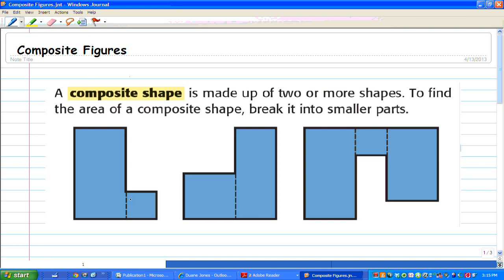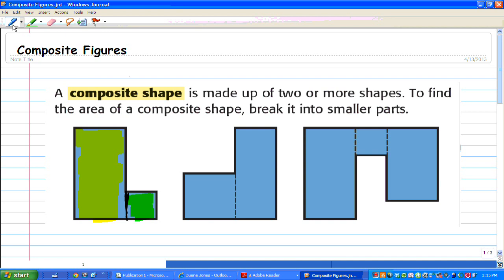So, for example, this dotted line right here separates the shape into two parts. We got a square and a rectangle. Then you would find the area of this rectangle, and then you would find the area of this square, and you'd add them together, and it would be the area of the composite shape.